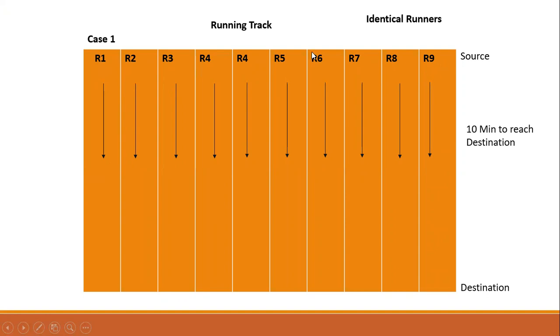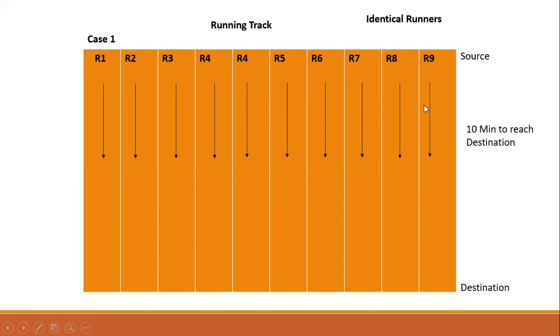So in this case, what happens? Though we have 9 runners or even 90 runners, as long as we have these dedicated tracks, they can run at the same speed. One more thing: these runners are identical in every respect, height, weight, efficiency, endurance. So they can reach from source to destination within 10 minutes. There is no doubt about it.